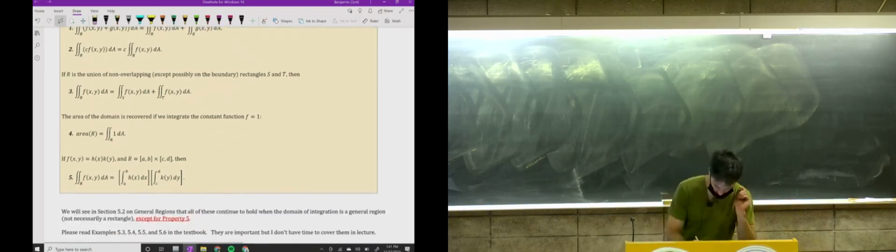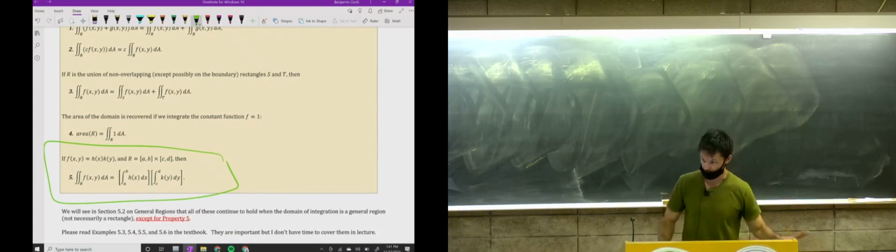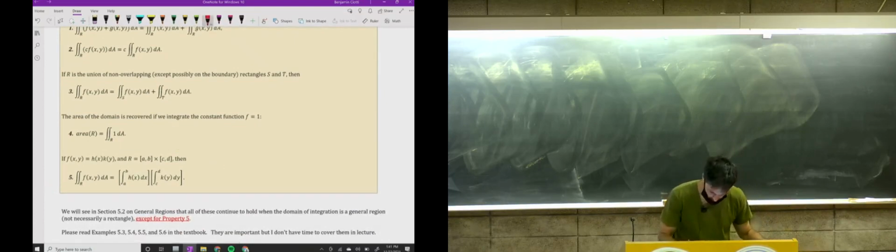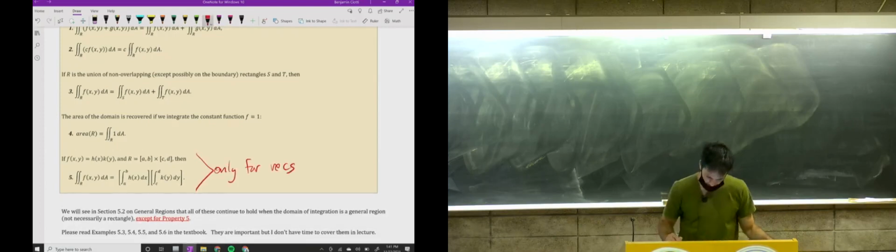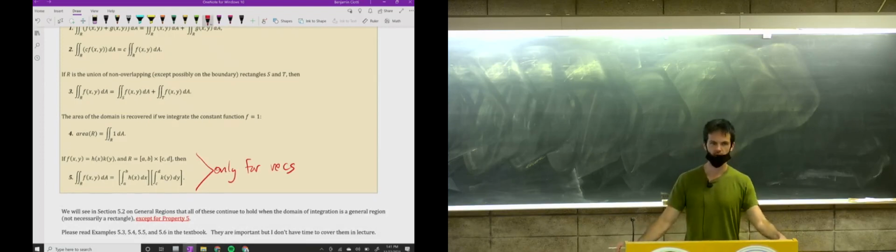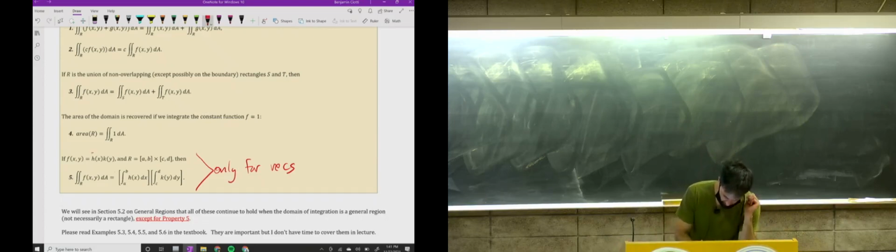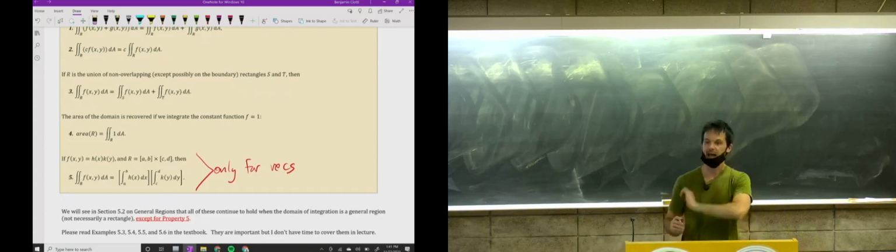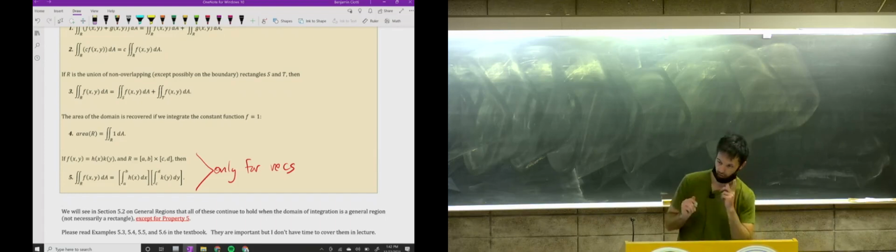Finally, we have a property that is only for rectangles. So this is the only one that's only for rectangles. And it's a shortcut, really. It's a shortcut for evaluating double integrals of functions that are a product of a function of x and a function of y. It's actually making use of what I've already been doing in my examples, where I would pull the factor of x or y out in front.